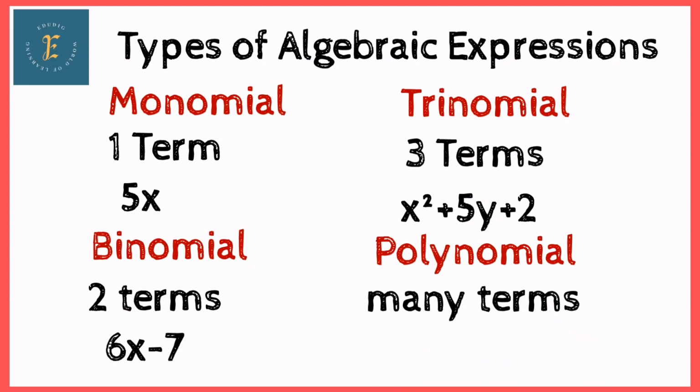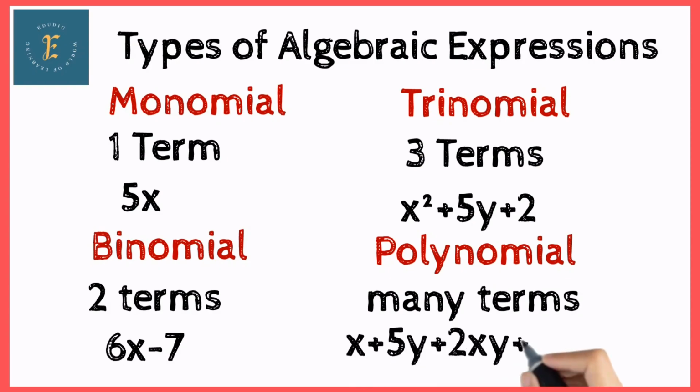So a polynomial has many terms. They can be more than 3, like 4, 5, 6, any number of terms. In this example, x plus 5y plus 2xy plus y square minus 7, we have 5 terms. So it is a polynomial expression.